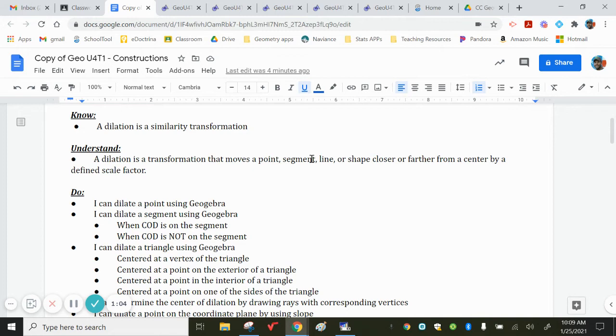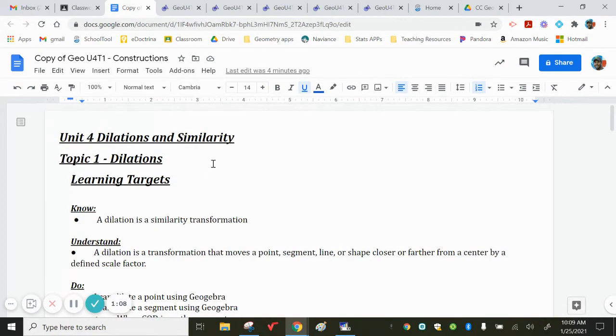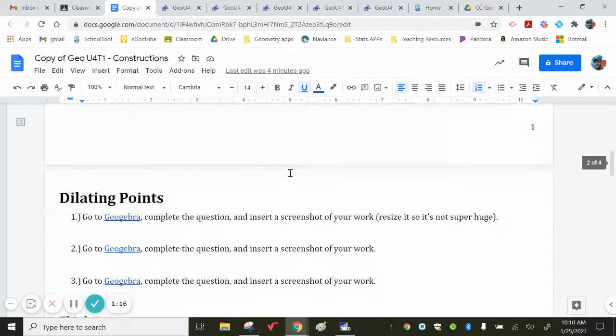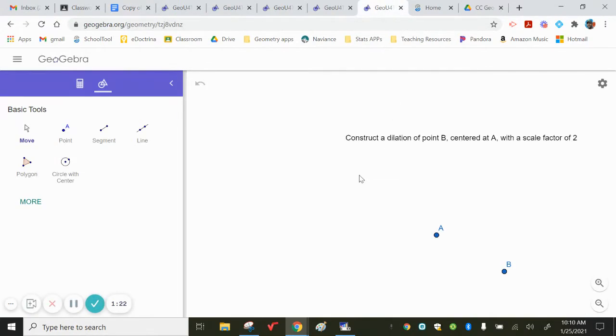So if you would, once you have this document open and saved in your drive in a Unit 4 folder, then let's get started. Scroll down to the part that says dilating points and click on this link right here. It should pop up this window right here.